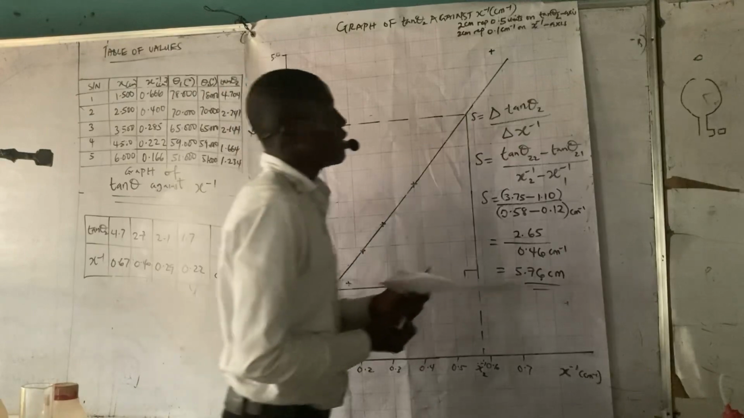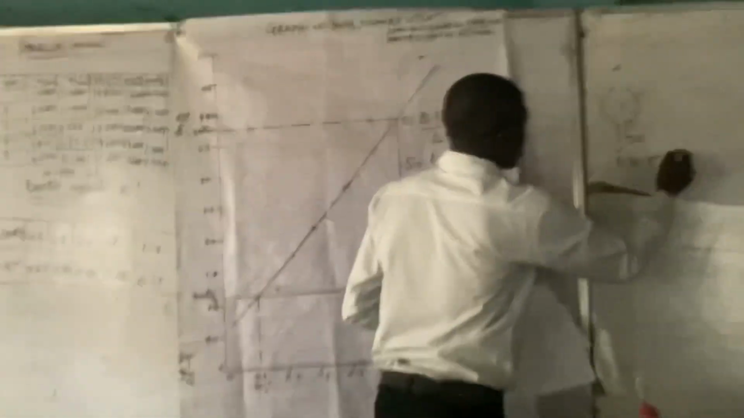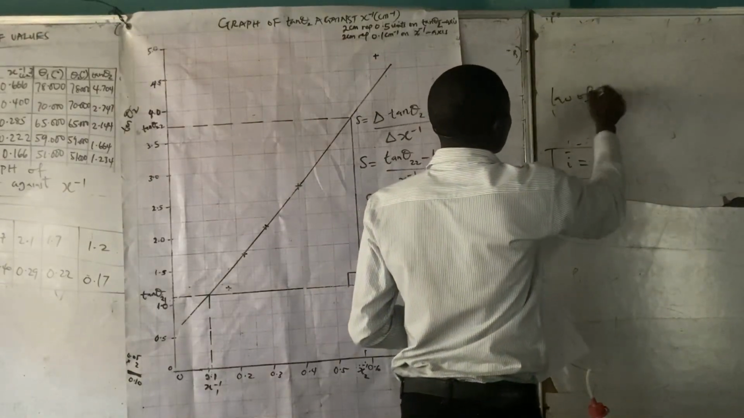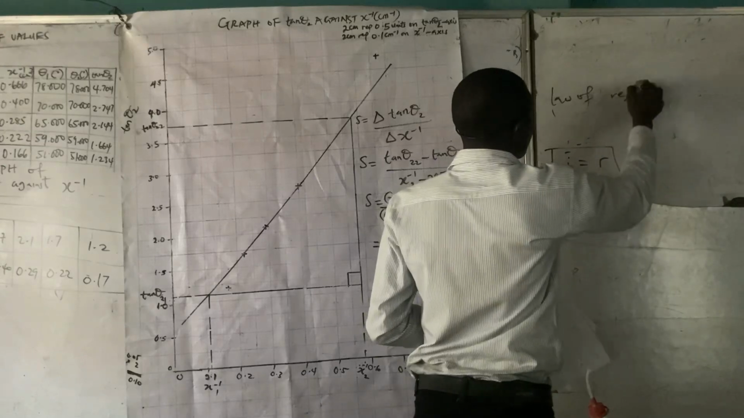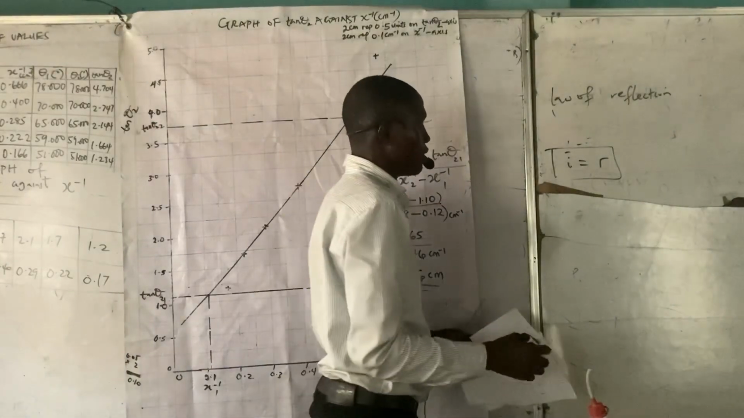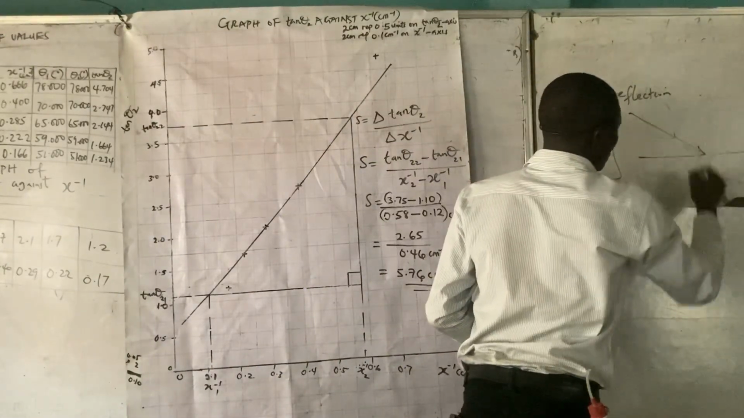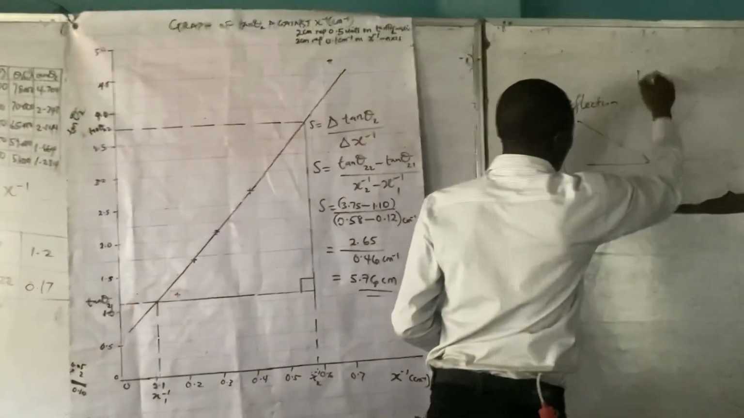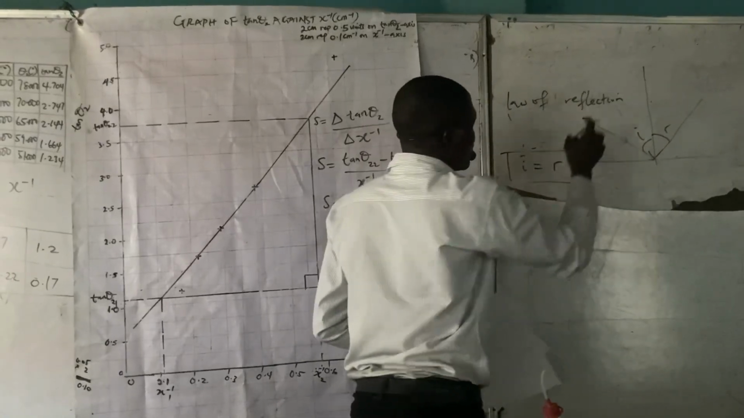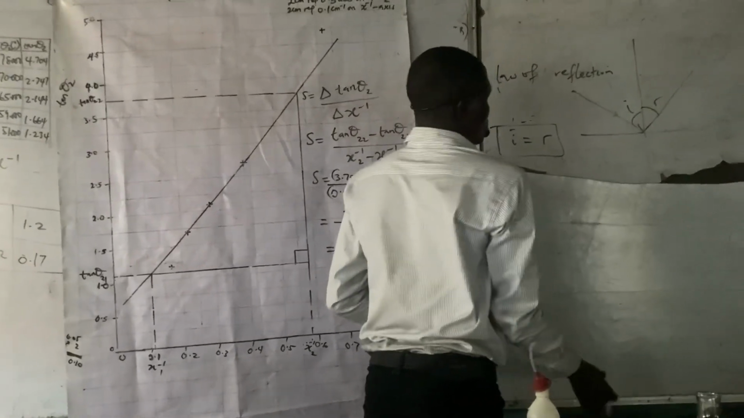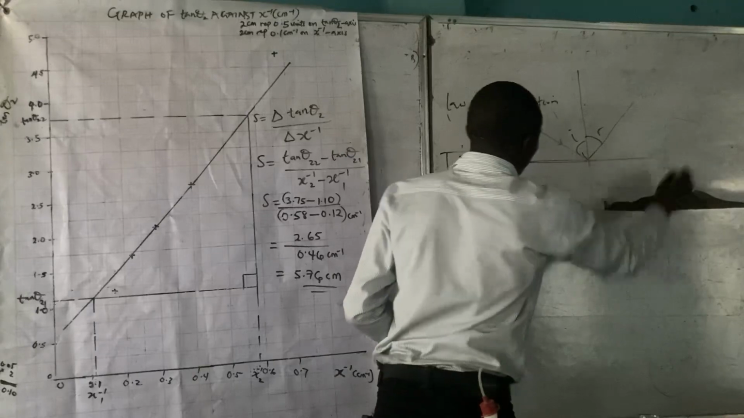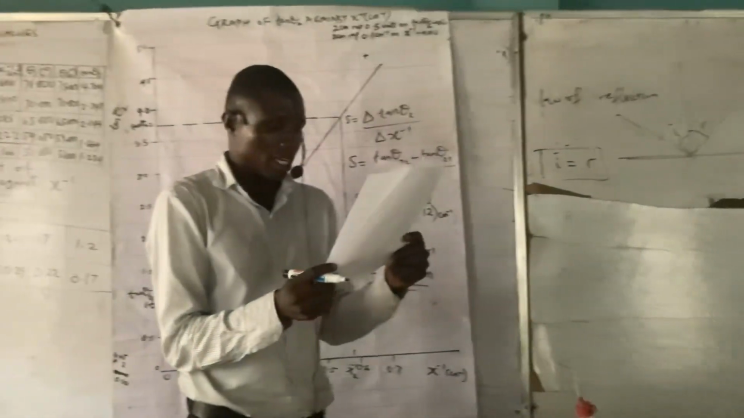Also, a question that might likely be asked is to state the laws of reflection of light. The first law of reflection is that the angle of incidence is equal to the angle of reflection. Now the second law is that the reflected ray, the incident ray and the normal lie on the same plane. That is the second law, and that's about that.